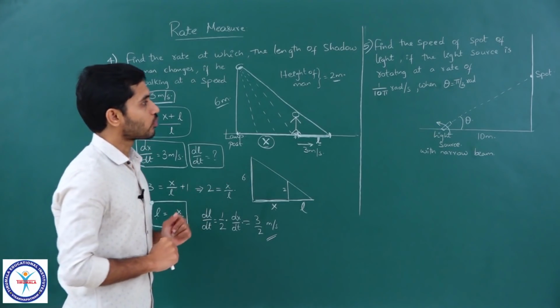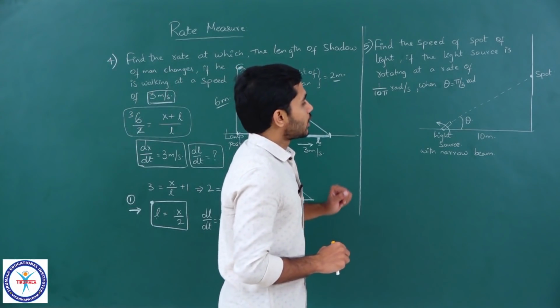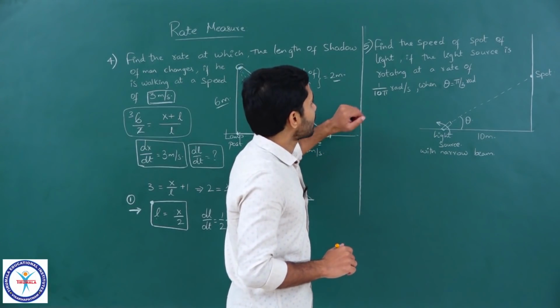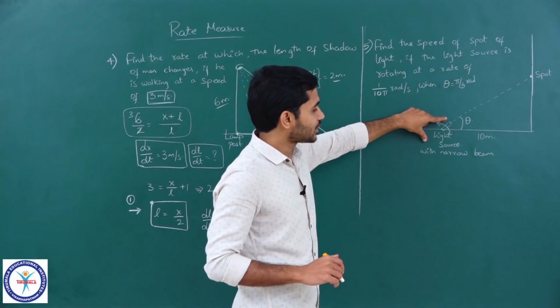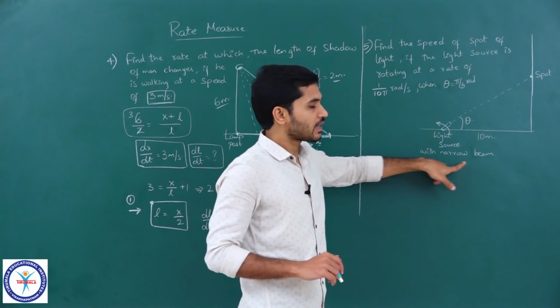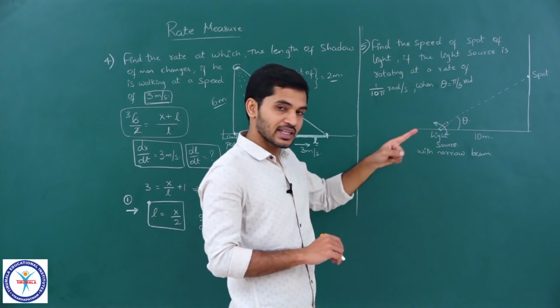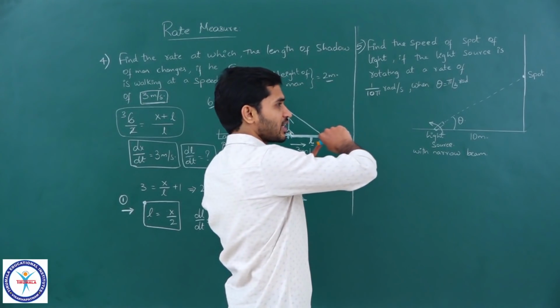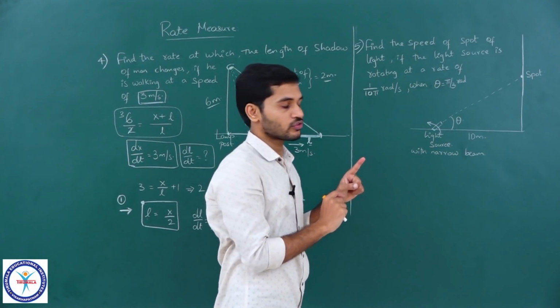Okay. Let us see one more. So here they have given that there is a light source which is projecting a very narrow beam, which means it is like a laser. You have seen a laser, right? Just a very narrow light beam will come out of it, right?